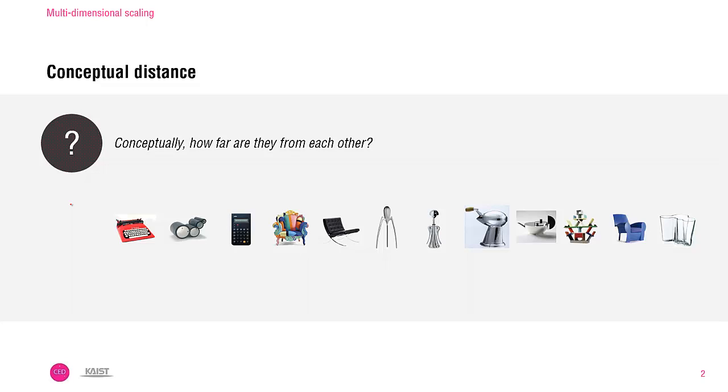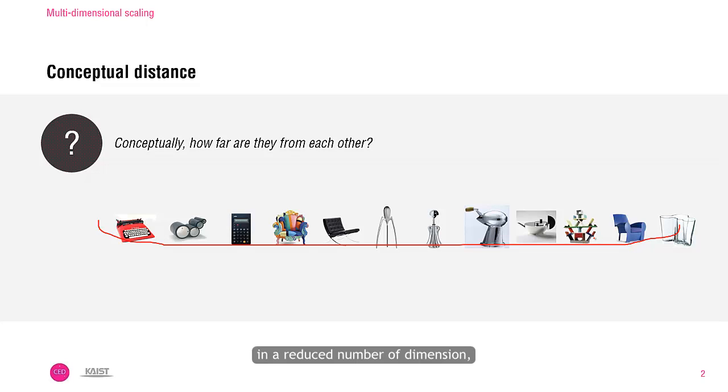Factor analysis can help you, or correspondence analysis can support you. But more typically, when you need to position variables, such as these products, based on their conceptual dissimilarities or similarities in a reduced number of dimensions, the MDS might be the first answer. What does a reduced number of dimensions mean?